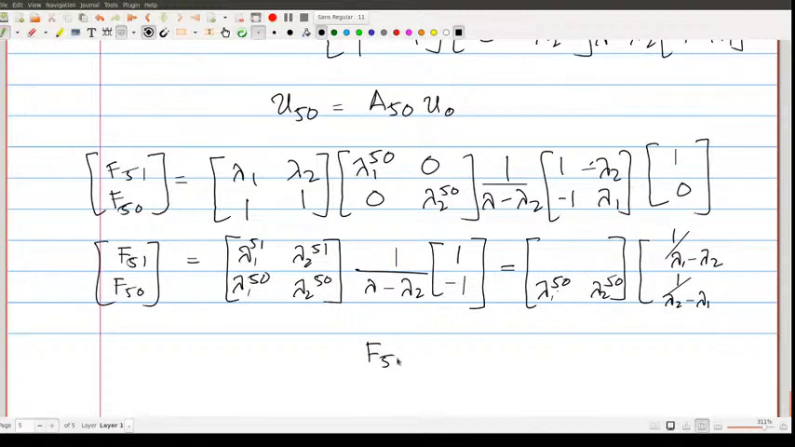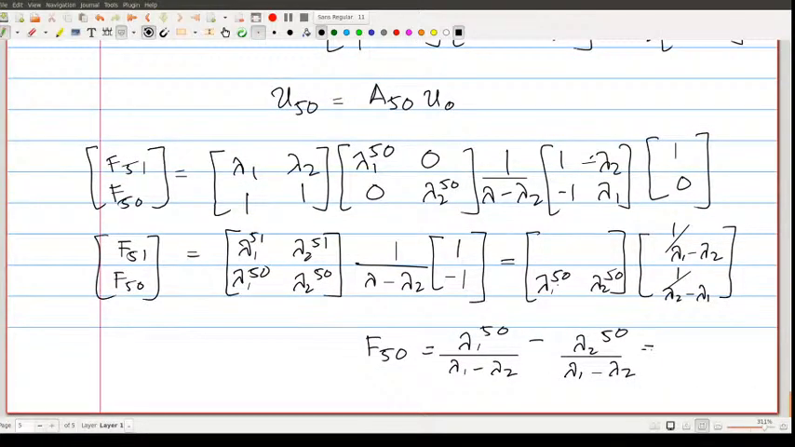So F50 is going to be something like, if I multiply lambda 1 to the 50 by this, so lambda 1 to the 50 upon lambda 1 minus lambda 2 plus lambda 2 to the 50 upon lambda 2 minus lambda 1, which I can just write as lambda 1 minus lambda 2 and just change the sign here, right? So there we have a simple, well, took some time, but now we have a formula that gives us the 50th Fibonacci number, which is lambda 1 to the 50 minus lambda 2 to the power 50 divided by lambda 1 minus lambda 2.